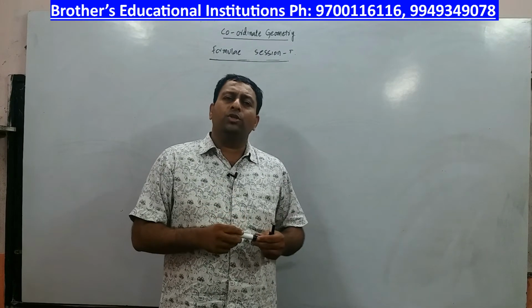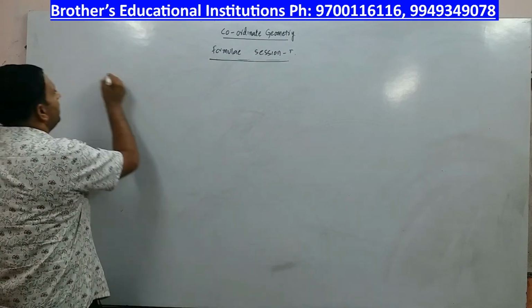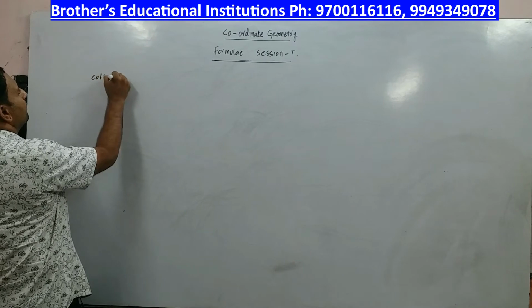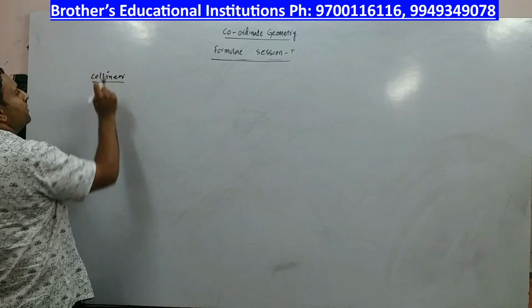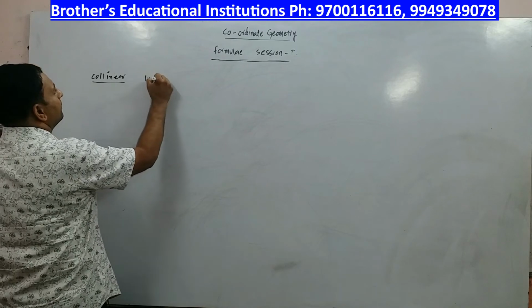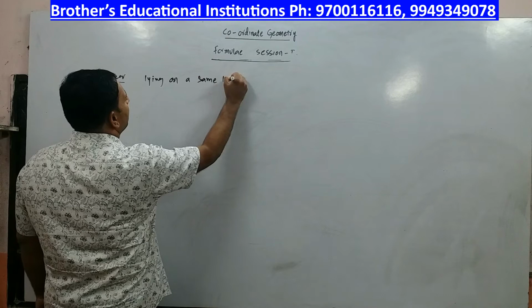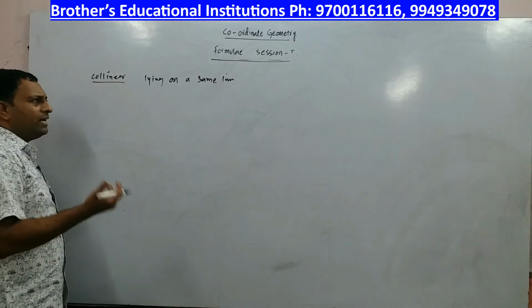So I am sure you understood the concept of slope. Now let us try to understand what collinear means. Collinear, right? The name itself is telling. Collinear means lying on a same line. Now what is the condition for collinearity?